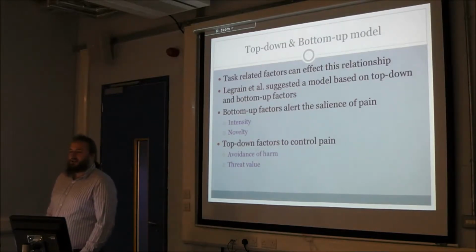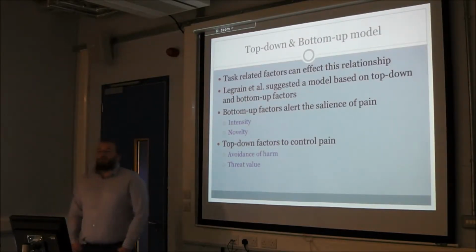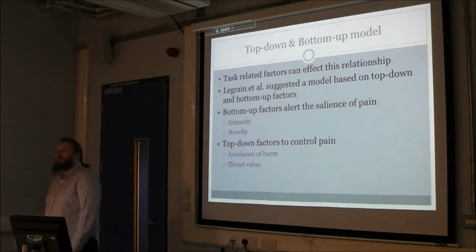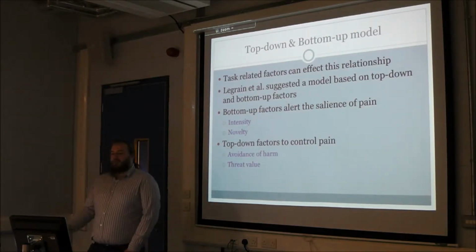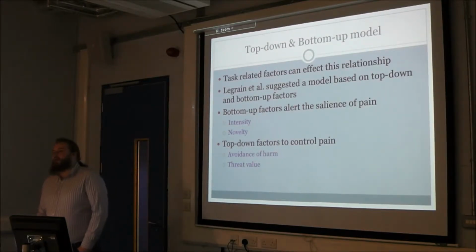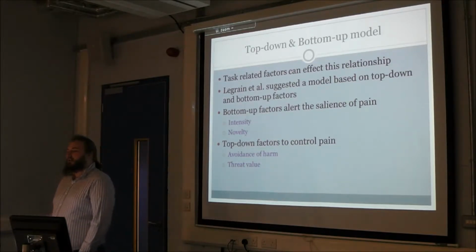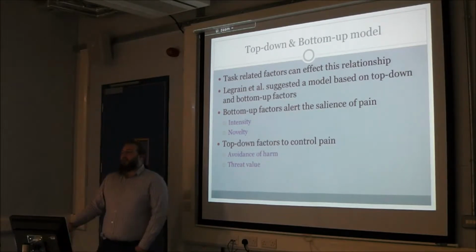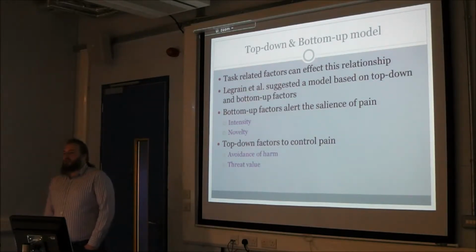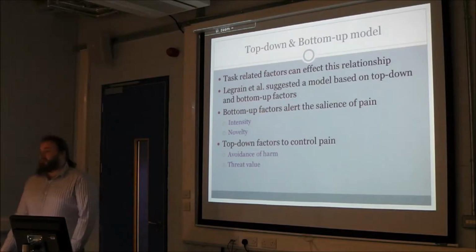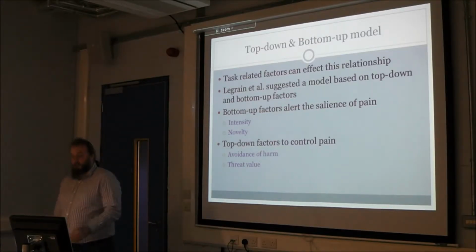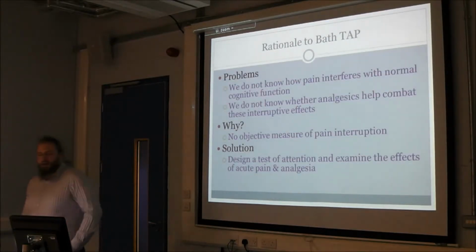So the intensity of the stimulus, the novelty of the stimulus, more novel stimuli and higher intensity stimuli are going to have bigger effects, as well as top-down factors that you can use to control pain, so involving the avoidance of harm, the threat value of the pain, and how we feel about it. And the work that they've been doing out there is much more focused on what factors about pain affect the size of the relationship. As I'm going to talk about in a bit, we were much more interested in what sort of tasks, what does pain stop, or what does pain impair.